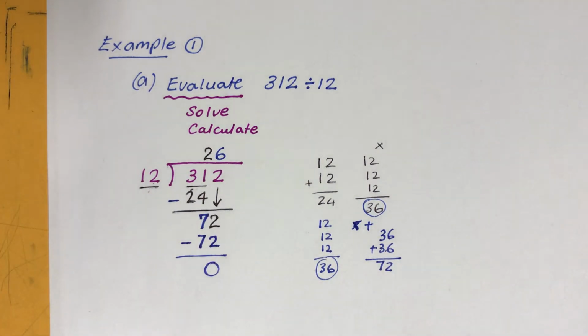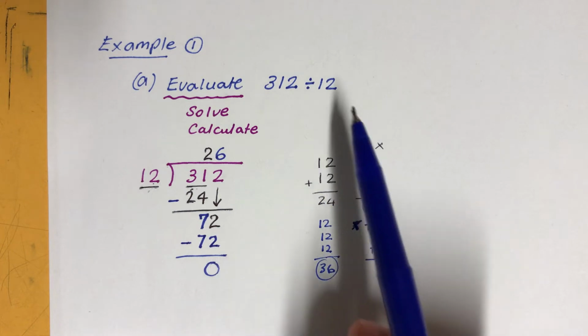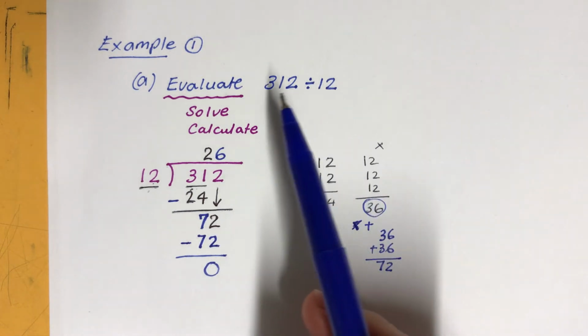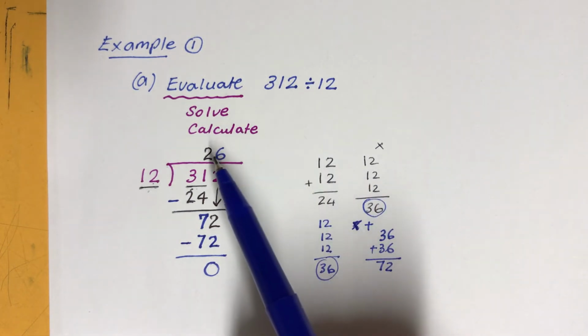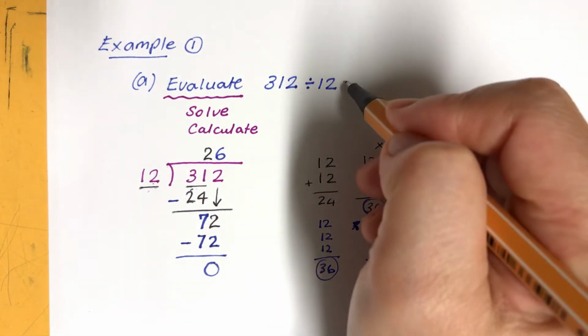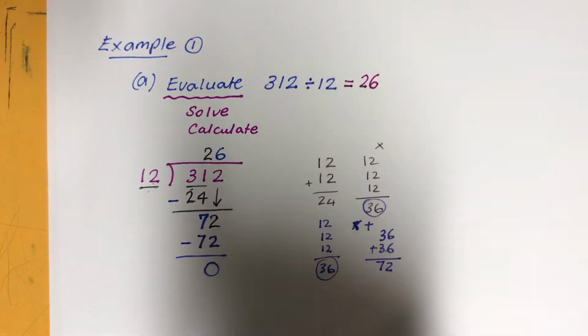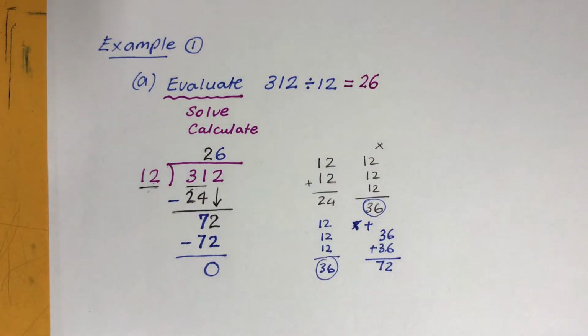So this means the remainder, there's no remainder. 12 goes into 312, 26 times perfectly. So my answer to this will be equals 26. Okay, that's what it was.